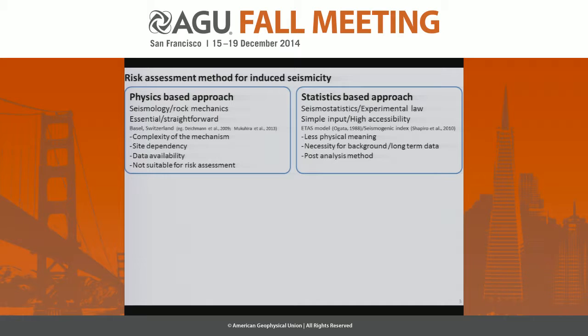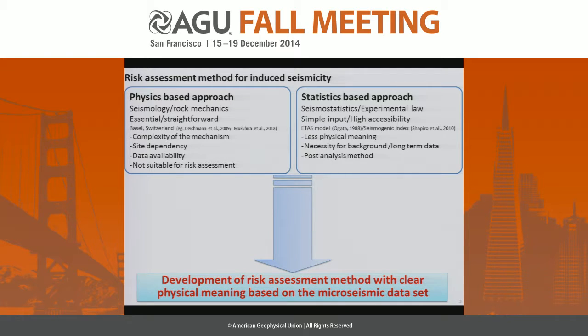I and my group have been studying induced seismicity with large magnitude for geothermal development. But unfortunately, we haven't reached a clear understanding of the physics so far. And the other major approach is statistics-based approaches. But our previous approach is really a physics-based one. So we think we need another risk assessment method based on clear physical meaning, based on microseismic datasets.